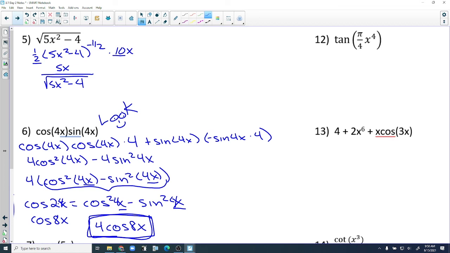Not all of them are meant to be super difficult. This one is secant squared of pi over 4x to the fourth. And then when you do the power rule on the derivative of the inside, you get pi x to the third because the 4's will cancel out when you multiply.